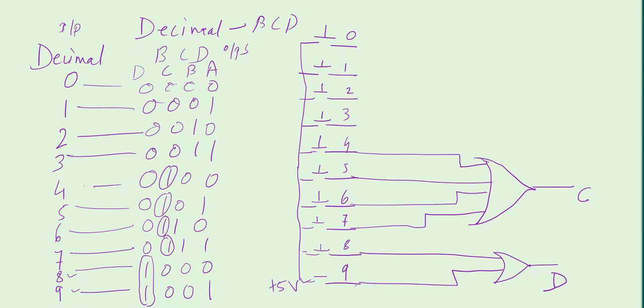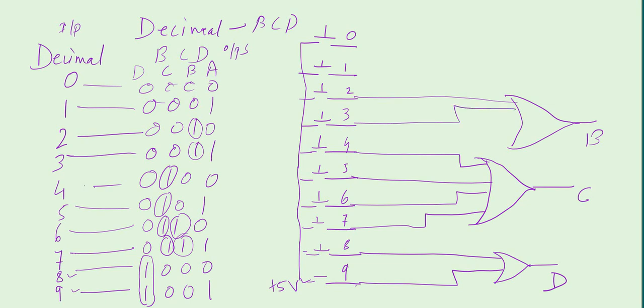Now let us consider B. For B, observe that B is high in case of 2, 3, 6 and 7. Sorry, I first said 5, but it is 2, 3, 6 and 7. So the inputs for the B OR gate will be 2, 3, 6 and 7. So 6 will be connected and 7 will be connected. This will generate B. Whenever any of these keys is pressed, B will be high.